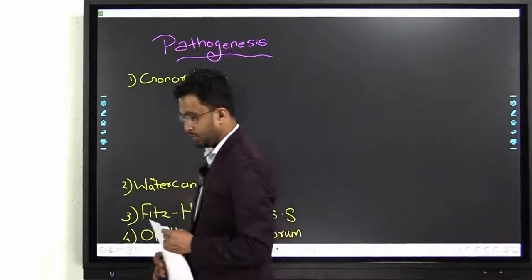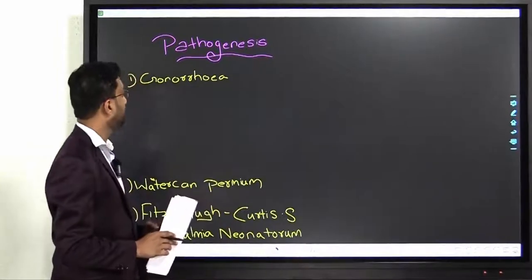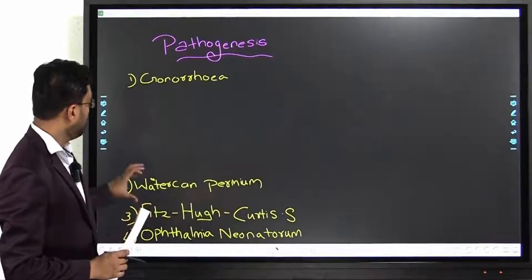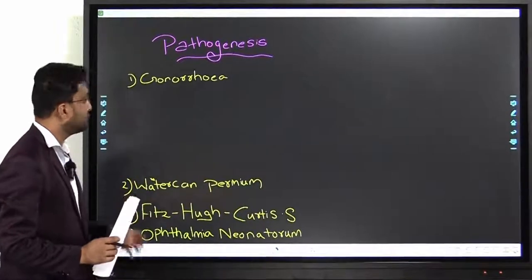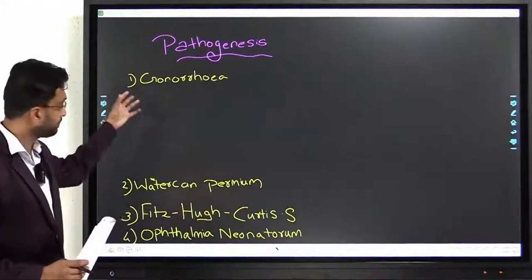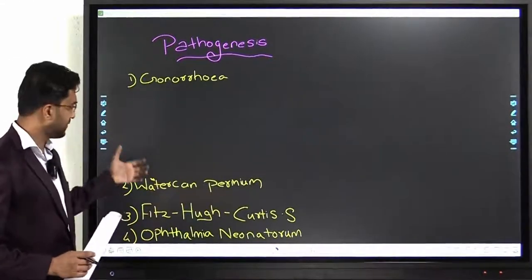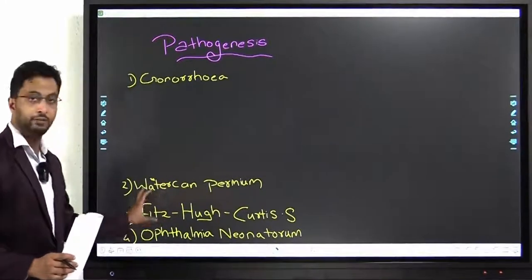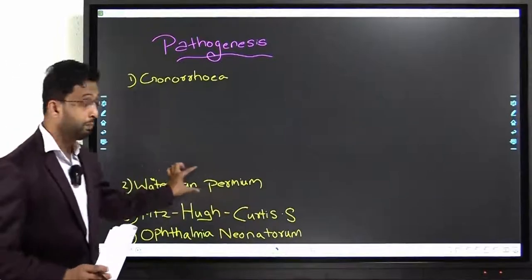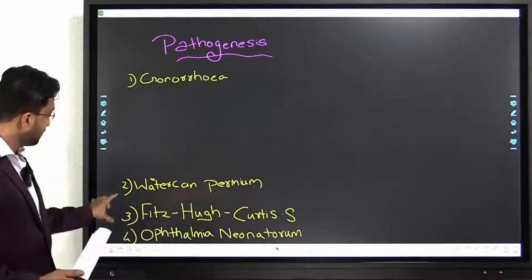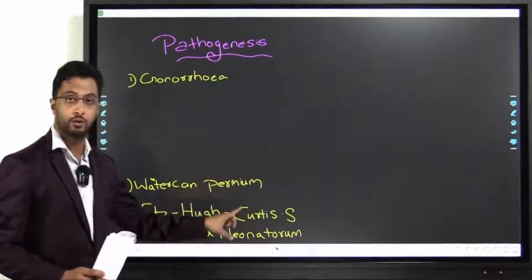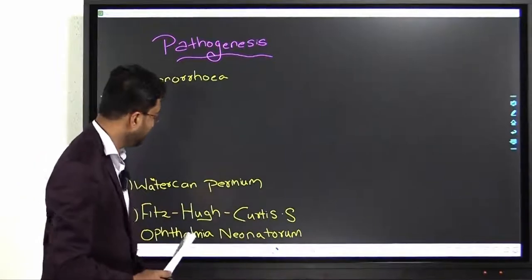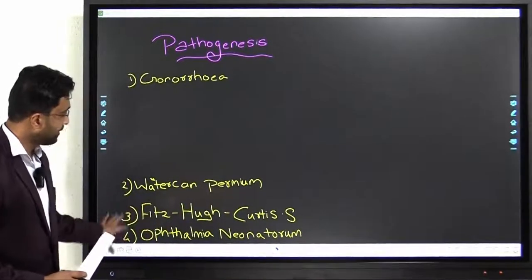Now we come to another very important part, which is the pathogenesis of Neisseria. There are four very important terms you have to learn here. One is gonorrhea. The second, third, and fourth are all related to gonorrhea, but just to know these terms, I have written them here. It is water can perineum, which I am going to discuss. Then there is something known as Fitz-Hugh-Curtis syndrome. Then there is ophthalmia neonatorum.